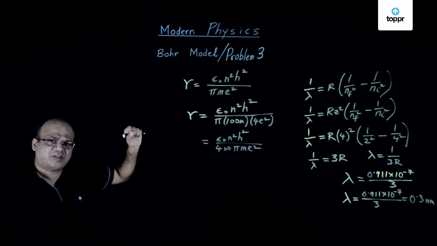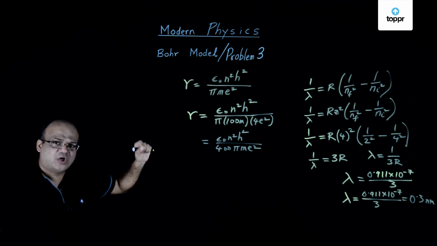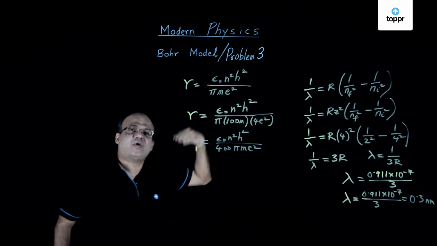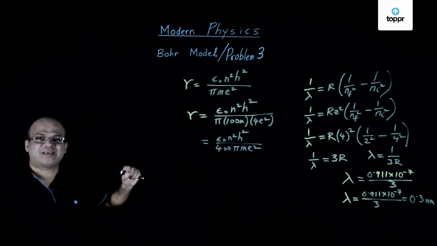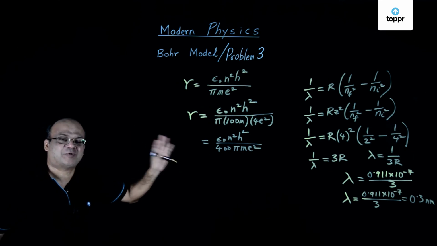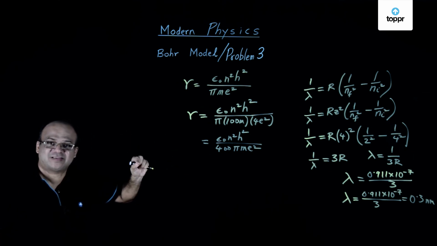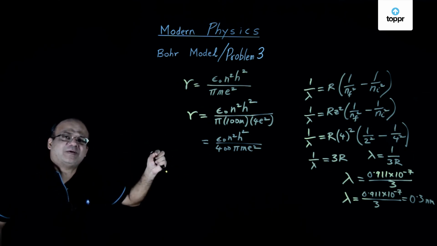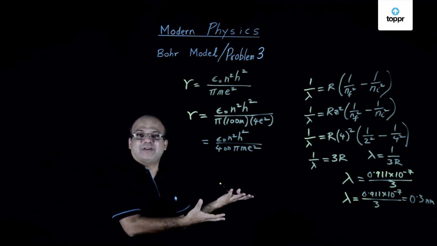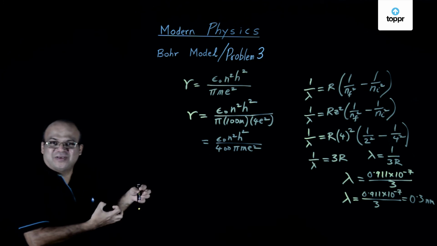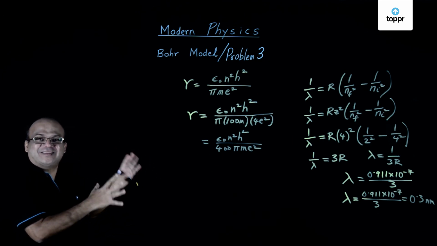And the other important thing we have learnt is that when you go from hydrogen to hydrogen-like, replace e square by Z square in every formula. And that's how you solve these kinds of problems, especially in JEE Advanced. They try to complicate the problems by giving you some imaginary particle whose mass may be different, charge may be different. So you should know how to handle these kinds of problems.